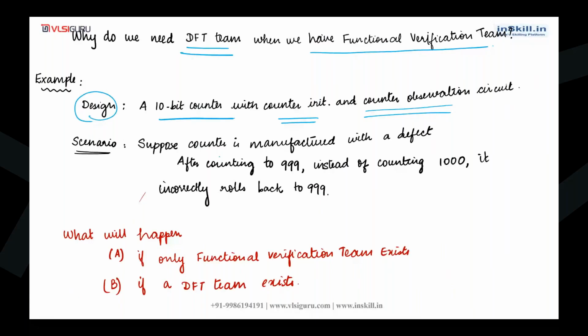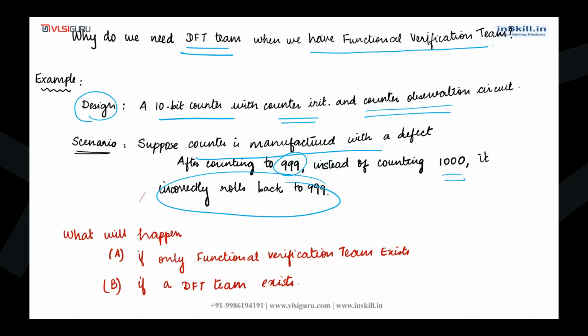Now, suppose the counter is manufactured with a defect. Which means after counting 999, it has to count 1000, but instead of counting 1000, it incorrectly rolls back to 999. It is once again counting 999.